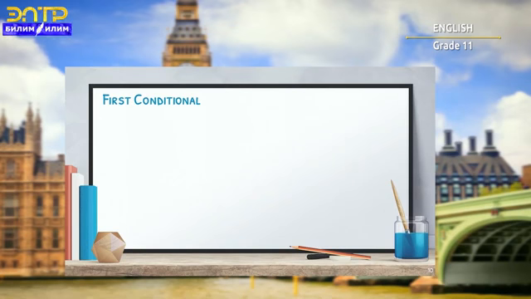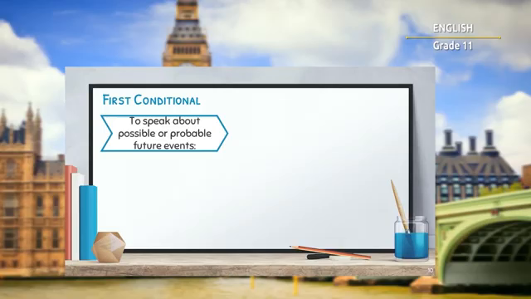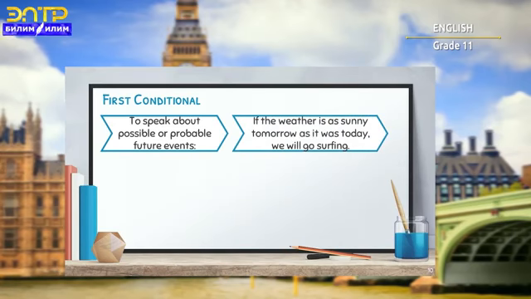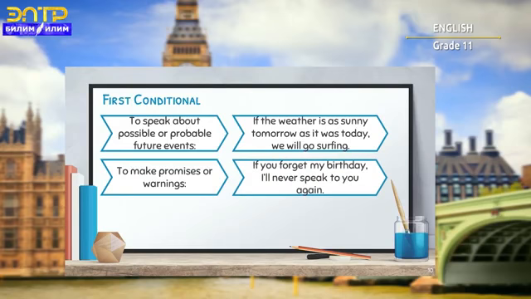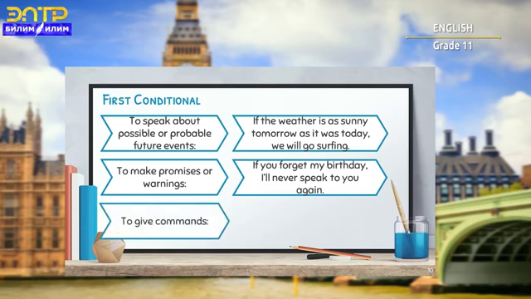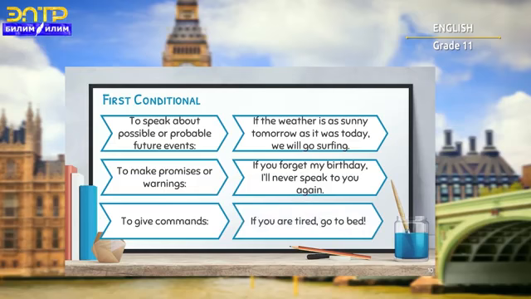Now let's see the usage of the first conditional. We use first conditional sentences to speak about possible or probable future events. If the weather is as sunny tomorrow as it was today, we will go surfing. To make promises or warnings. If you forget my birthday, I will never speak to you again. To give comments. If you are tired, go to bed. In this case, the verb in the main clause is an imperative.